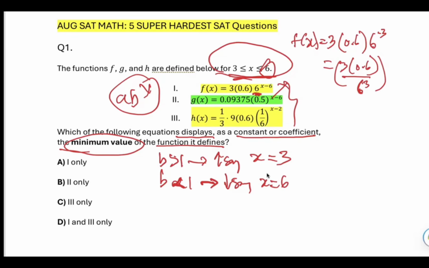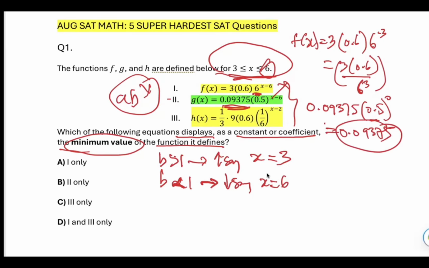That's all. You don't have to calculate everything. Just look at it. It has to be displayed in front of you without doing anything. The second function, g of x, you have 0.09375 times 0.5. And the 0.5 is the base. Therefore, this is actually decay. Decay, 6 minus 6 is 0. That means this is 1. Your answer choice is 0.09375. This is displayed. I don't have to do anything. I can see it right here. Therefore, this is good.